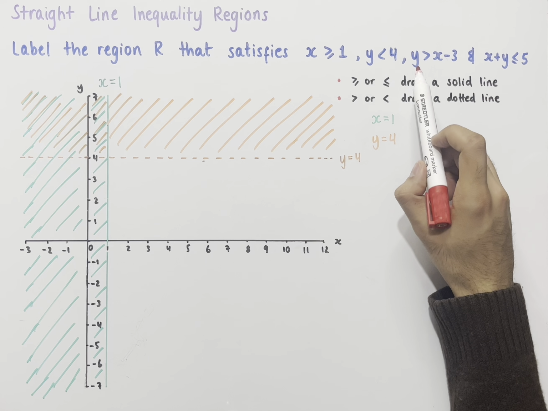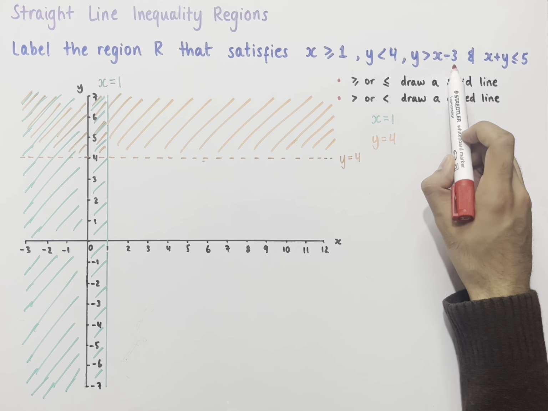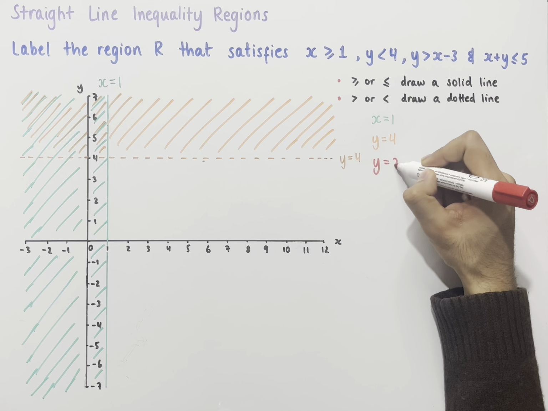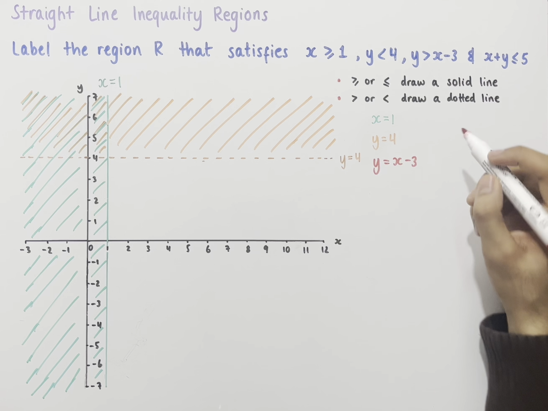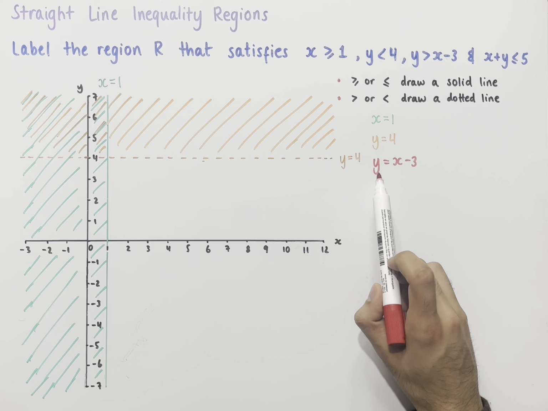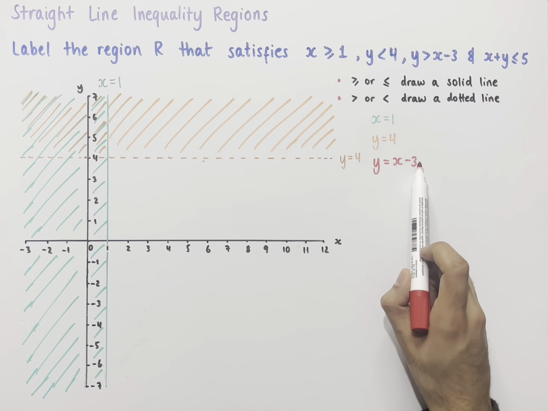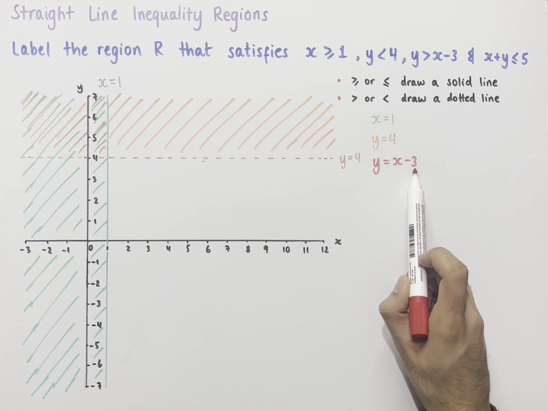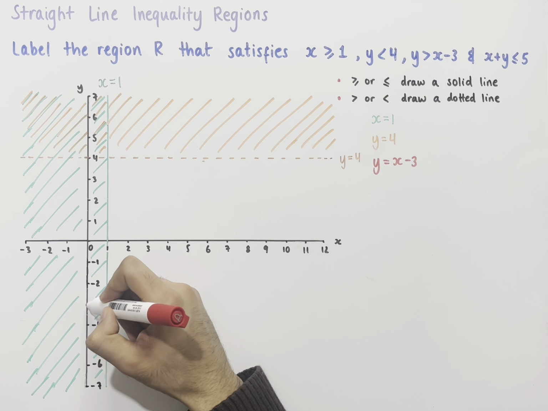The next inequality is y is greater than x minus 3. So again, we'll start by drawing the line y equals x minus 3. And since the inequality is strict, we'll be using a dotted line. Now we can see that the y-intercept of this line is minus 3, since when x equals 0, we get y equals minus 3. So we can plot that on the y-axis.